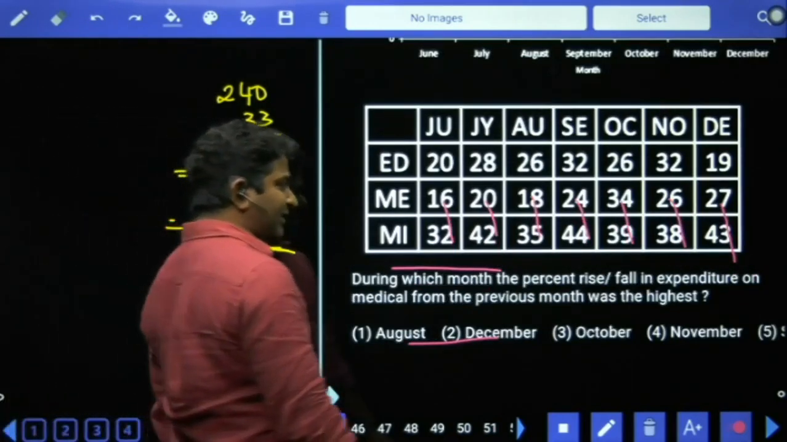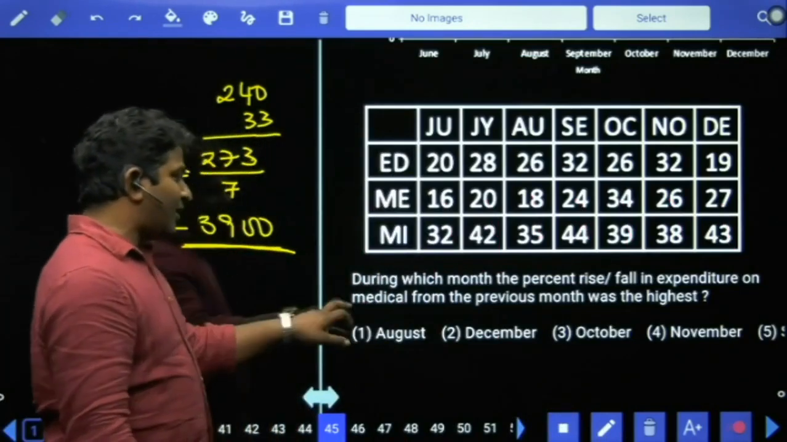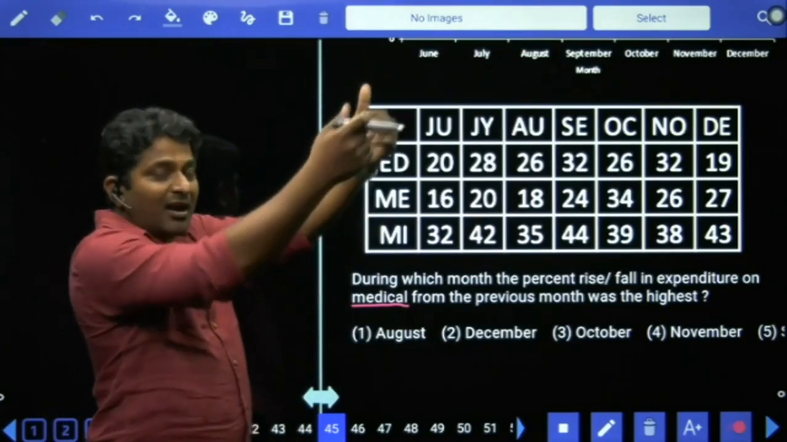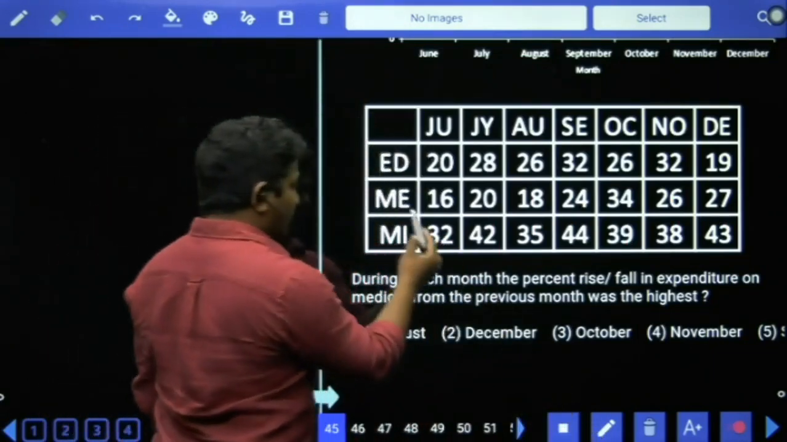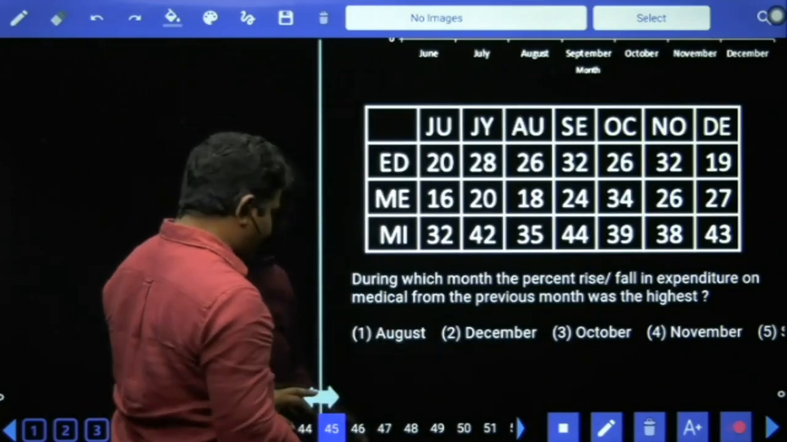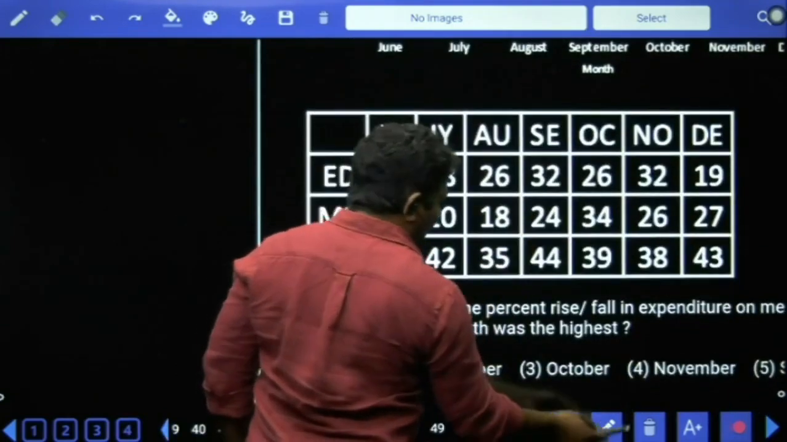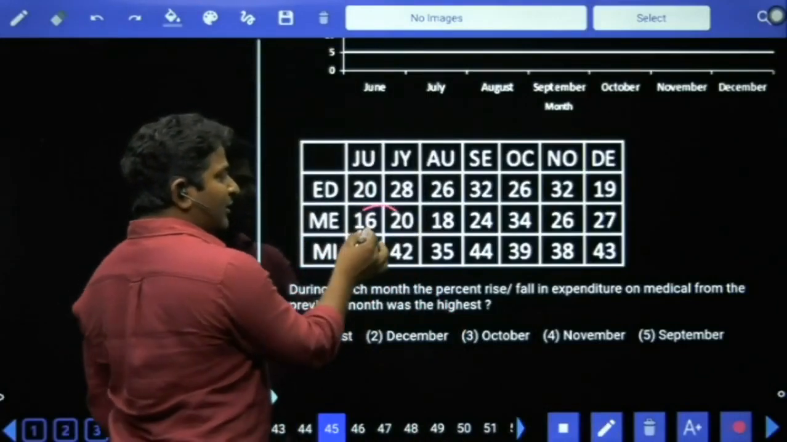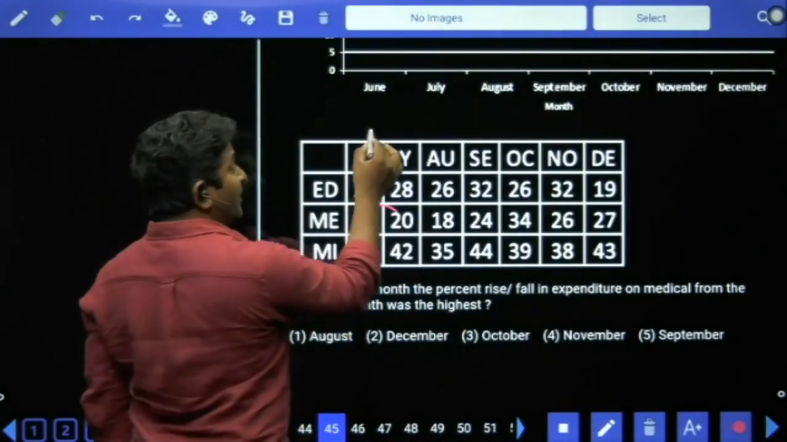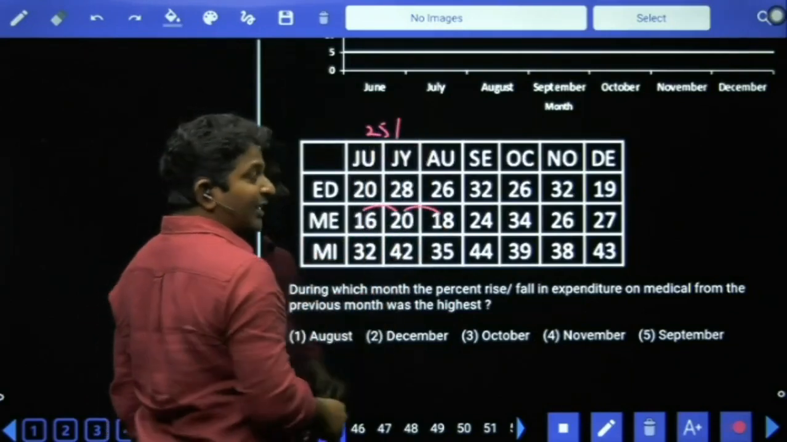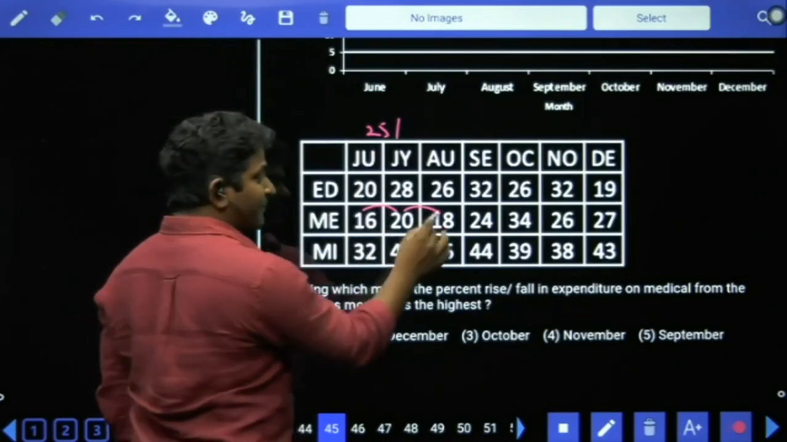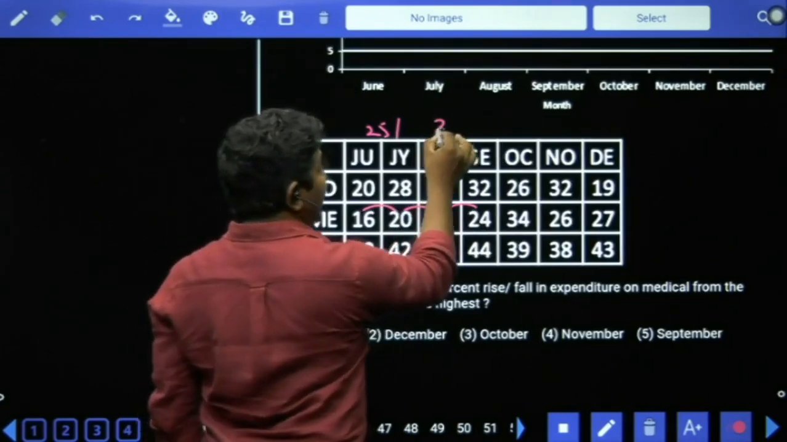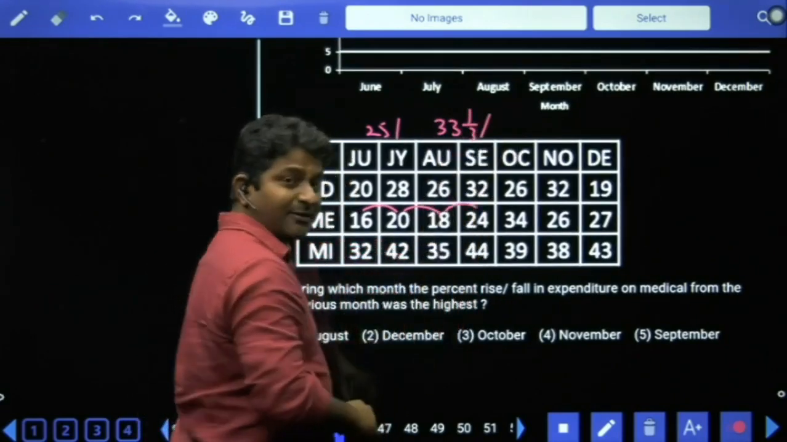During which month the percentage rise or fall in expenditure on medical from the previous was the highest? So it may be highest increase or highest decrease. Let us see. Medical. Your options are having 5 months. So one we don't have to verify, but anyway, let us try to answer these questions. 4 increase out of 16, 1/4 increase, that is 25% here. 2 decrease, 10% here, that cannot be your answer. 6 increased out of 18, 6 out of 18, 1/3, that is 33 1/3%, that may be your answer.